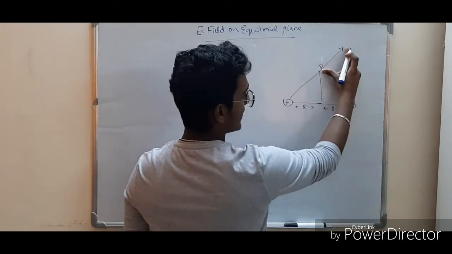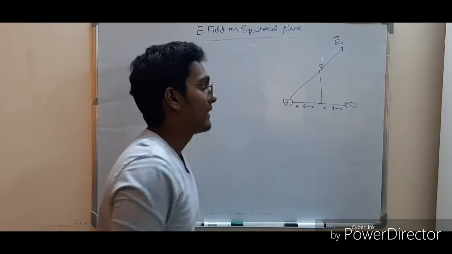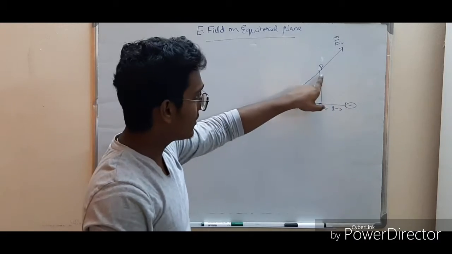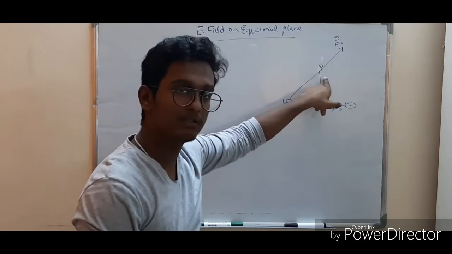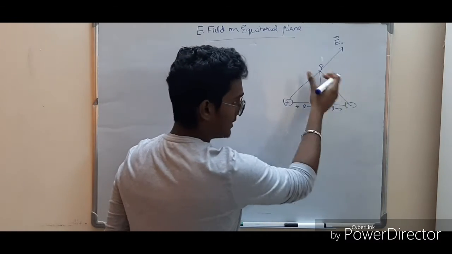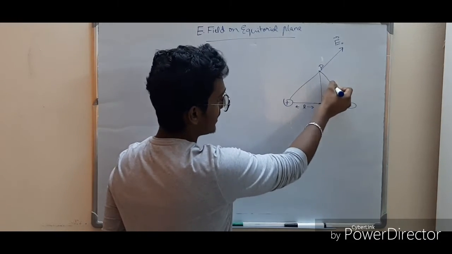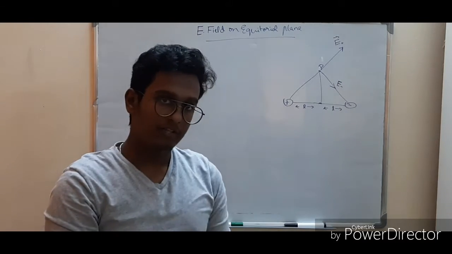This vector is the electric field vector of the positive charge, and the negative charge is again going to attract this positive charge, because it is negative and positive in nature. So you're going to get an electric field along this line of force in this way. So these two are the electric fields.